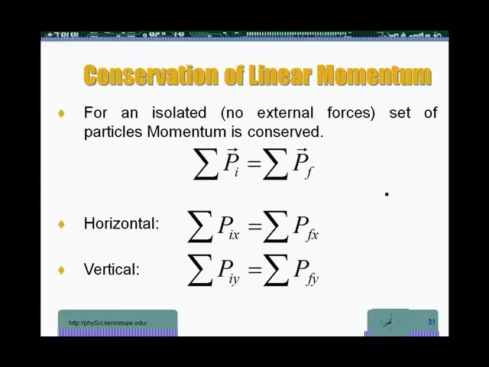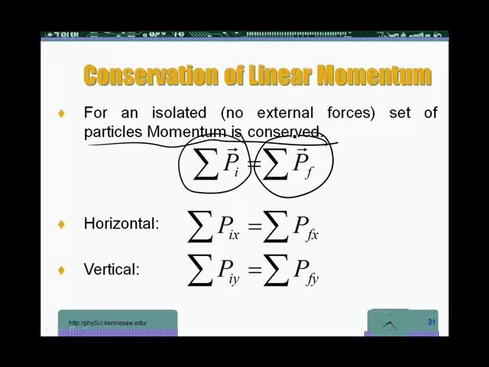Now again, mathematically, for an isolated set of particles or objects, momentum is conserved, which means that the sum of the individual momenta at any time is going to be equal to the sum of these individual momenta at any later time. That's what we mean. At any time would be my initial time, and at a later time would be my final time. Now, since momentum is a vector, this is not like the conservation of mechanical energy where we worry about initial and final condition only. Here we have to worry about them along directions, because momentum is a vector.